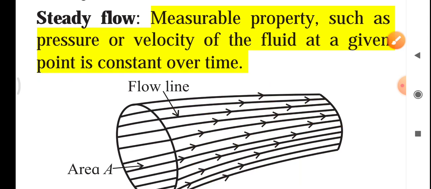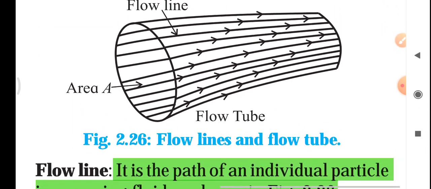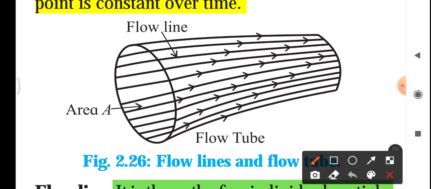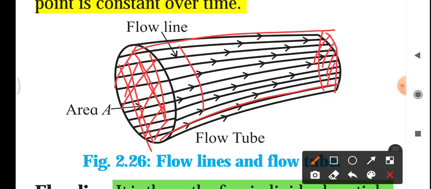Yes, okay, so this is the steady flow. This tube is known as the flow tube. You can draw the diagram. This is the flow tube, these are the flow lines, this is the area of cross section of the flow tube. From one side and from another side, here also we have an area of cross section.